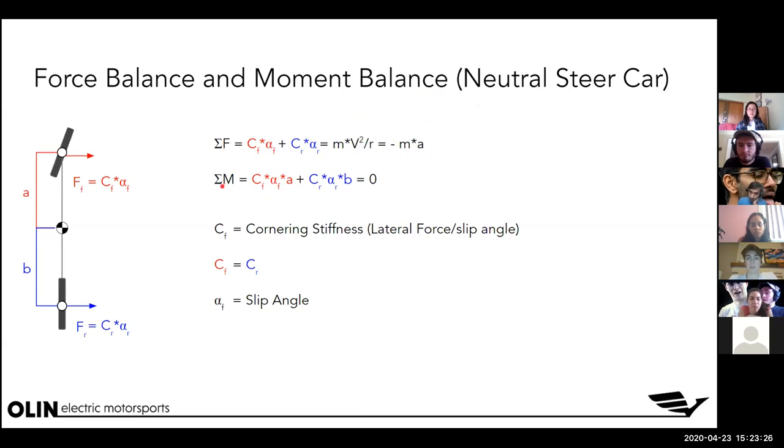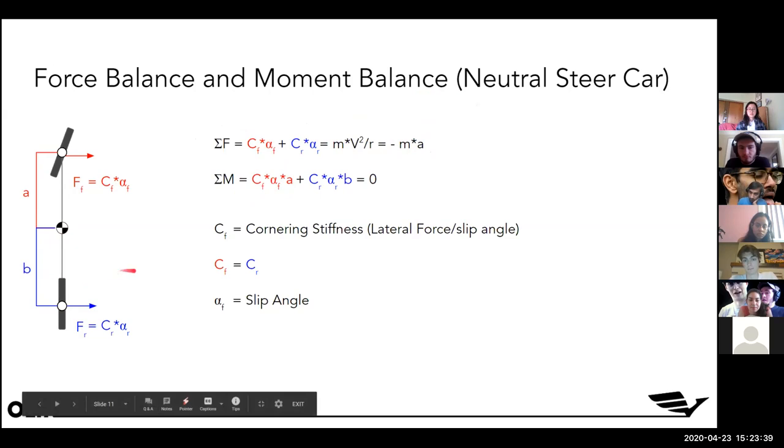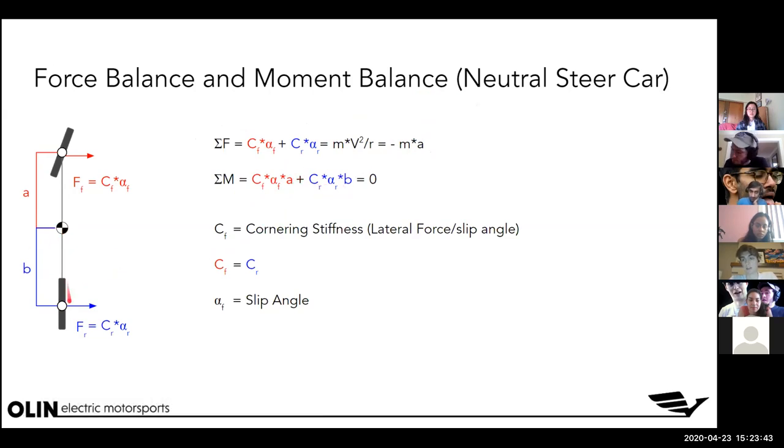Now, here's our moment equation. Our moment equation is that same force, so the cornering stiffness times slip angle, times its distance away from the center of mass. So this cornering force times distance A, plus cornering force times distance B. And actually this should be a minus because distance B is technically going to be negative here. And that is what's going to cause these two values to be the same and to sum to zero. The important thing to note is that when we're going around a corner, what we want to achieve is to make these go to zero.